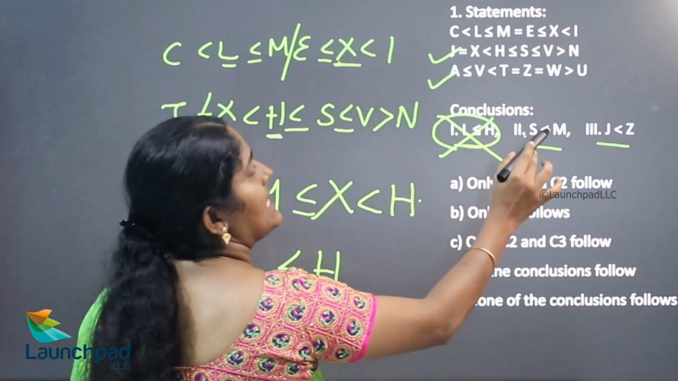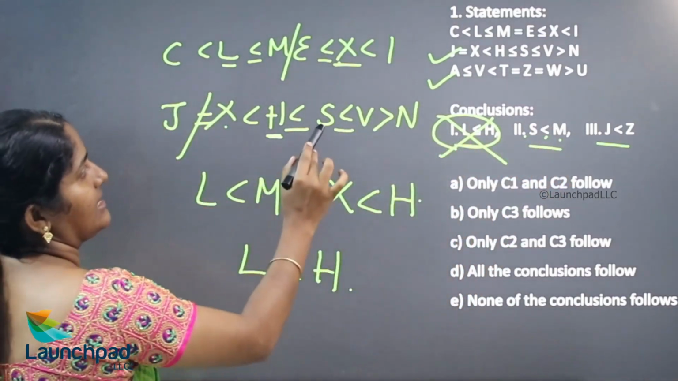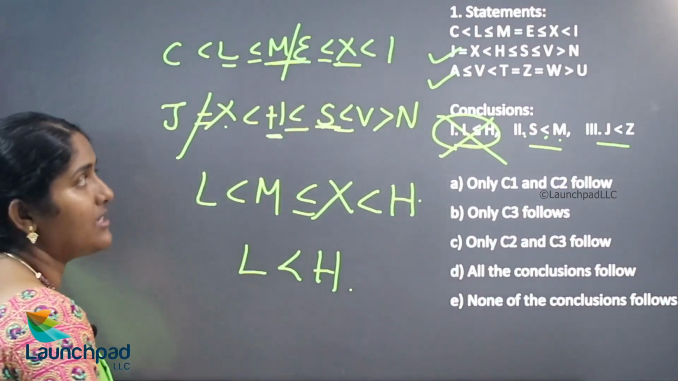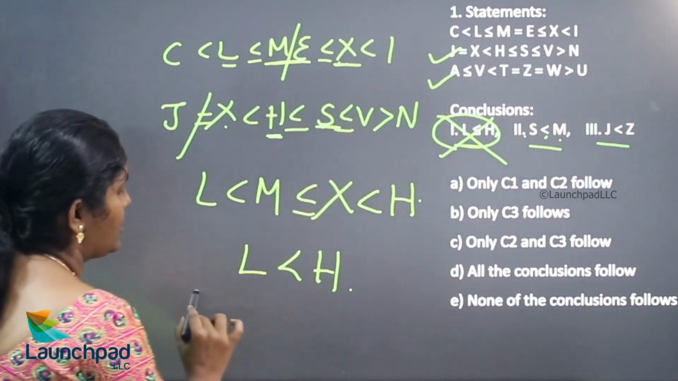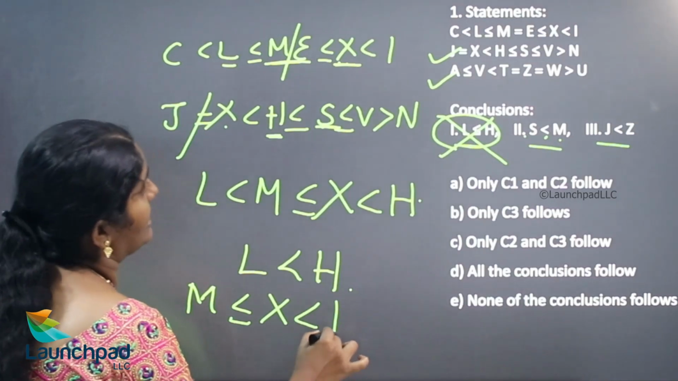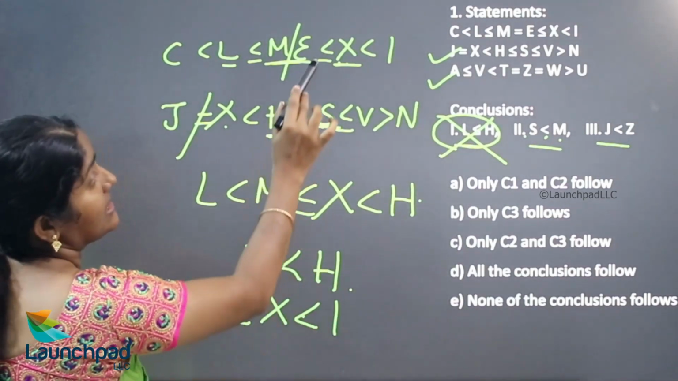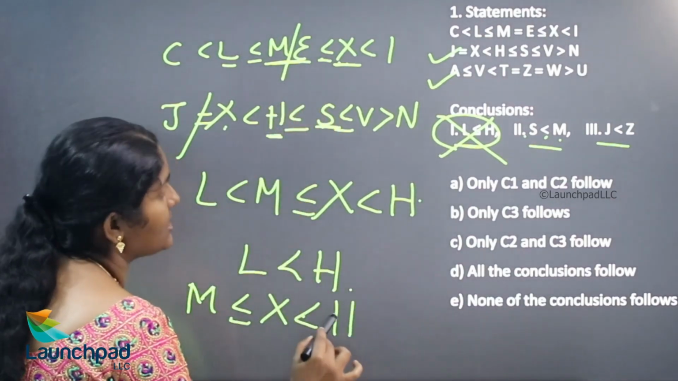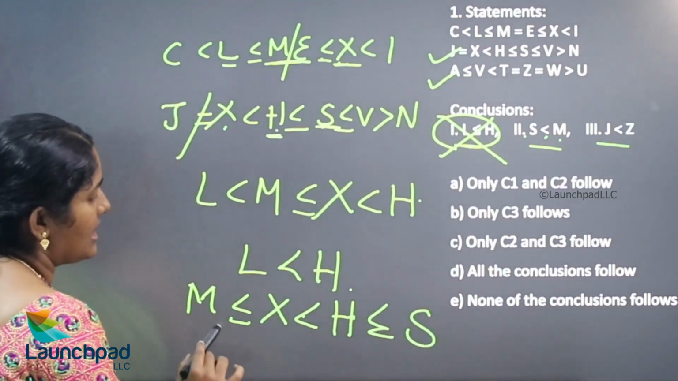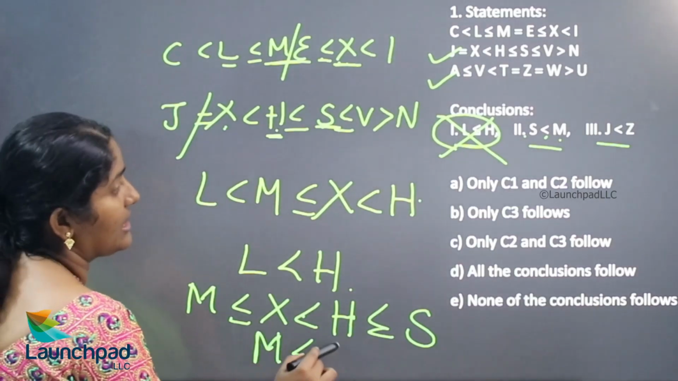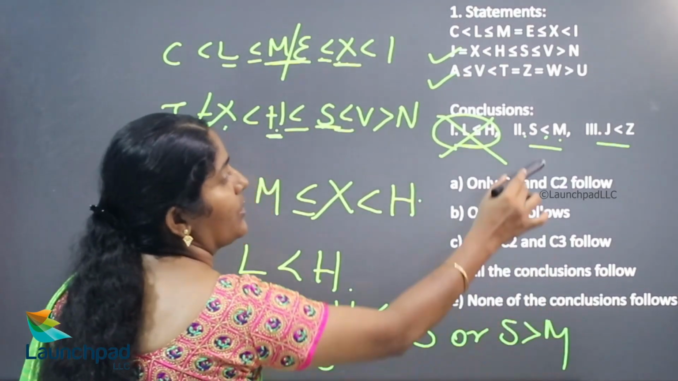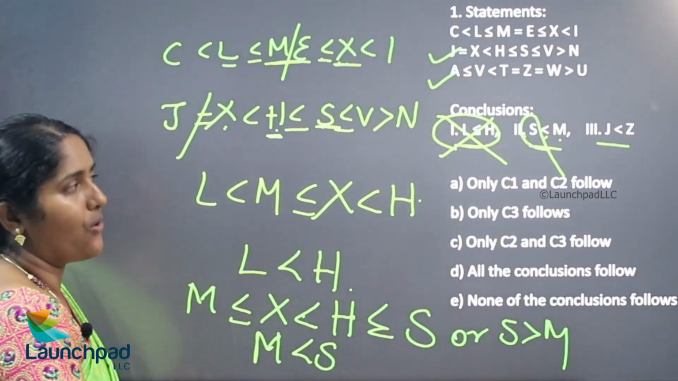Now, S less than M. Where is S? S is here. Where is M? M is available here. So by means of connecting the X term, M is less than or equal to X, X is less than H, H is less than or equal to S. Hence M is less than S, or else S is greater than M. So hence the second conclusion is wrong.